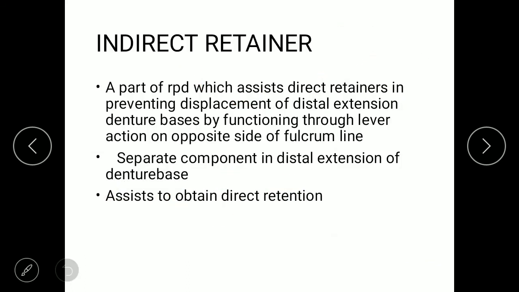Indirect retainer. The next concept. It is defined as a part of RPD which assists the direct retainers in preventing the displacement of distal extension denture bases by functioning through lever action on the opposite side of the fulcrum line. Kindly remember, it assists direct retainers and also prevents the displacement of distal extension denture bases. It is a separate component in the distal extension. It is mainly involved in assisting to obtain direct retention.